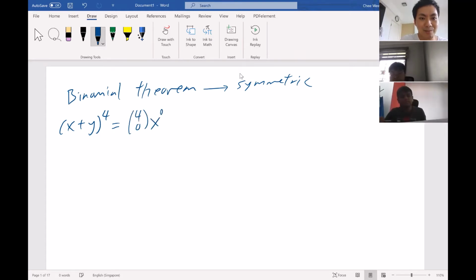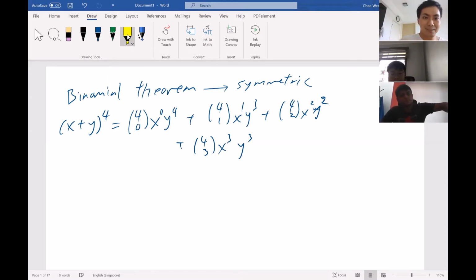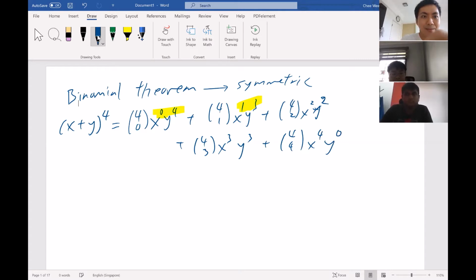So x to the power of 0, y to the power of 4, then plus 4 choose 1, x to the power of 1, y cubed, plus 4 choose 2, x squared y squared, plus 4 choose 3, x cubed y to the power of 1, then plus 4 choose 4, x to the power of 4, y to the power of 0. There was a mistake earlier, which should be x y to the power of 1, okay?